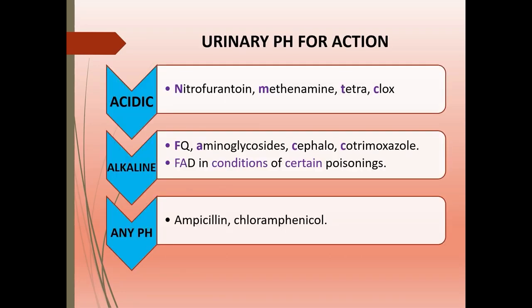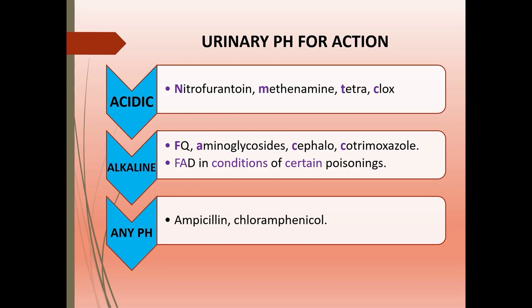For the drugs to act, pH is important. So urinary pH is important for certain drugs. The pH needs to be maintained acidic when we take nitrofurantoin, methenamine or tetracyclines, because these drugs can act only in acidic pH. And alkaline pH is needed for drugs like fluoroquinolones, aminoglycosides, cephalosporins and cotrimoxazole. So how to remember these? It is rhyming: nit, met, tet. So this is acidic pH. Nit, met and tet.